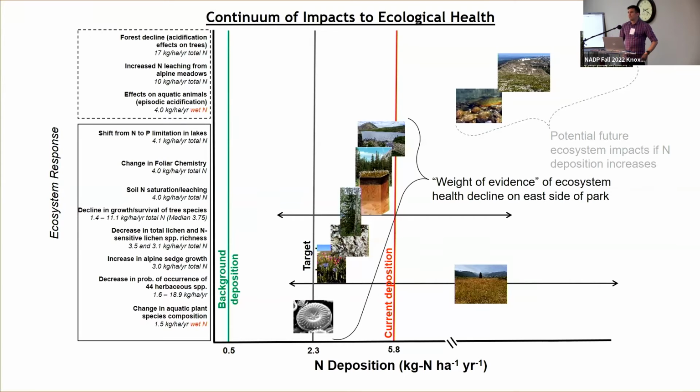What we're doing within the federal lands is figuring out where current deposition is causing harm to these different components. So in this example, you see the red line is current deposition. Everything to the left of that, we expect to be harmed by deposition. The things to the right are kind of safe.